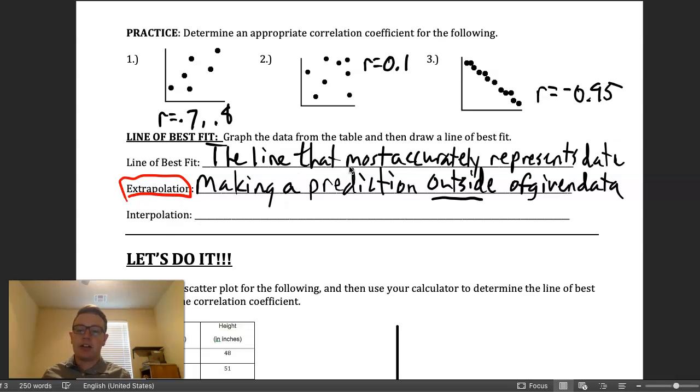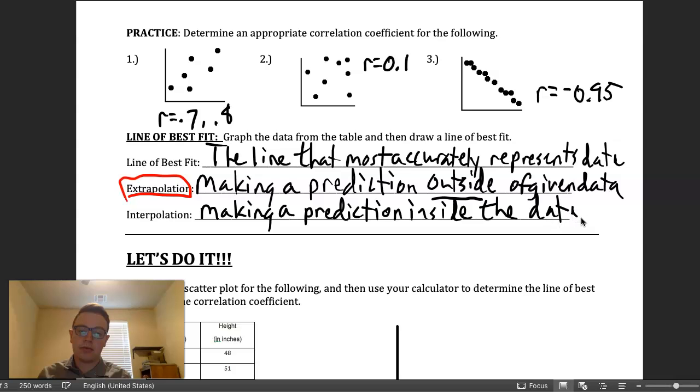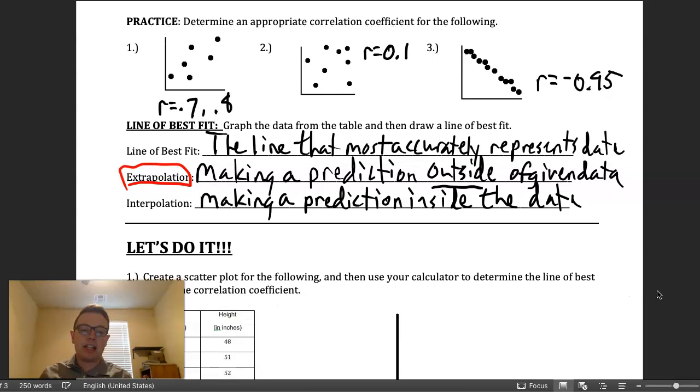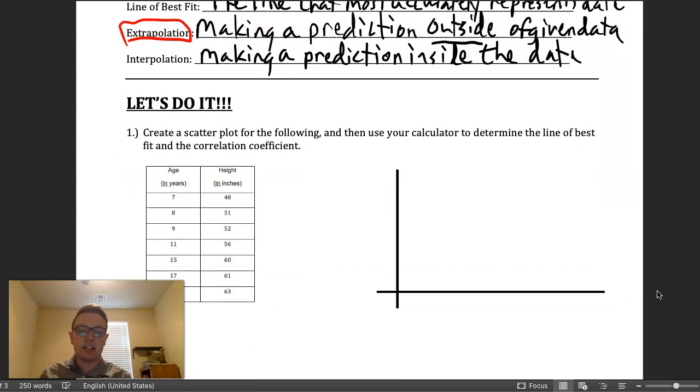Okay, so if extrapolation was outside, interpolation is making a prediction inside of the given data. But most importantly, because we're dealing with scatter plots, we have to remember how to make scatter plots and how to find lines of best fit and such.